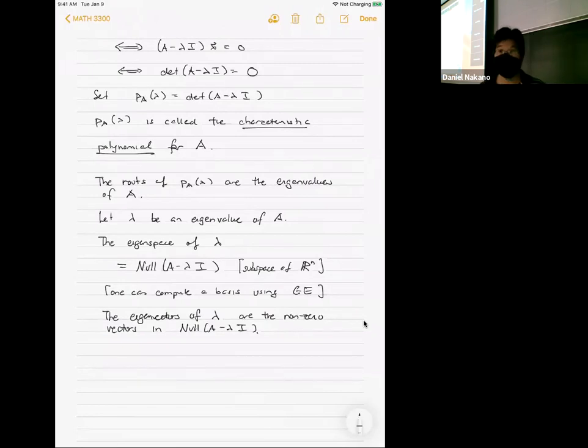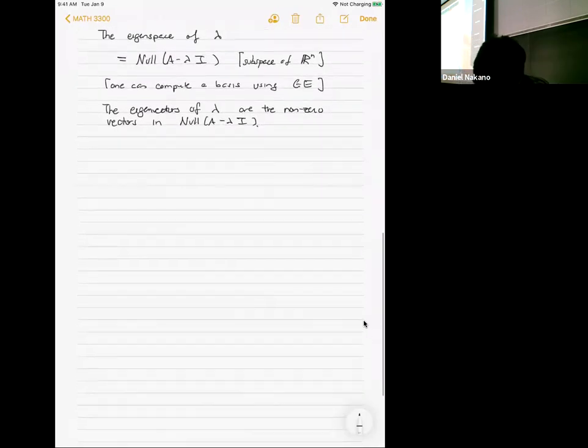Any questions on this? No? Okay. What I'd like to do now is an example. We'll do a nice 2x2 example. We'll find the eigenvalues, and then we'll find the null spaces corresponding to each eigenvalue, and that'll give us the eigenvectors. So let's do an example.